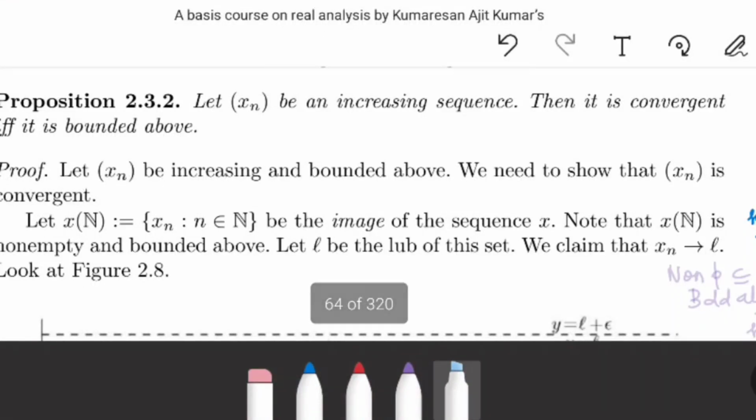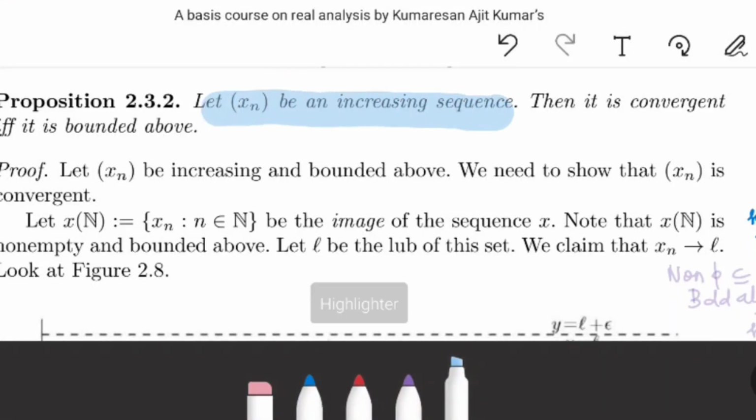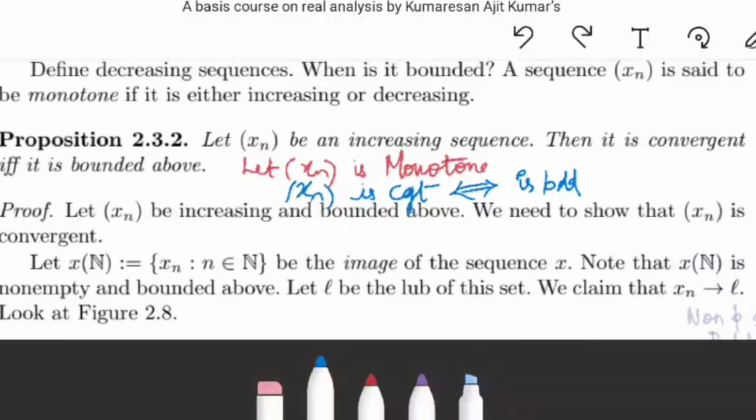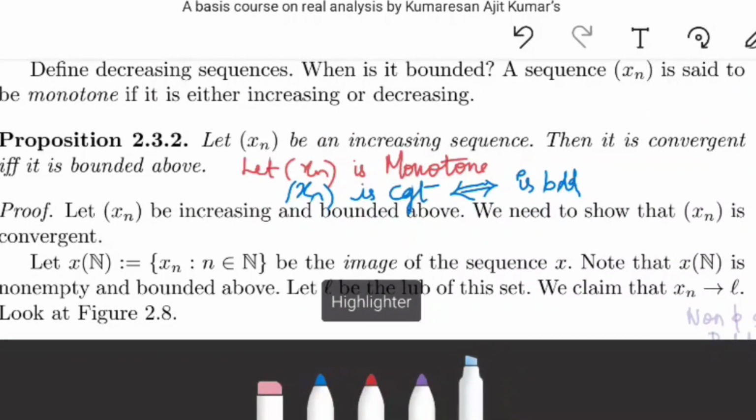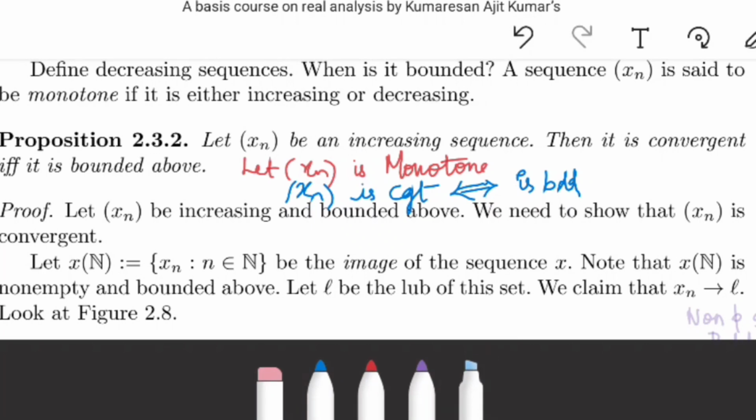So let us prove this theorem. Let Hn be an increasing sequence, then it is convergent if and only if it is bounded above. So what does it say? This theorem equivalently states that let Hn be monotone, and Hn is convergent if and only if it is bounded. This is how we can summarize this theorem.